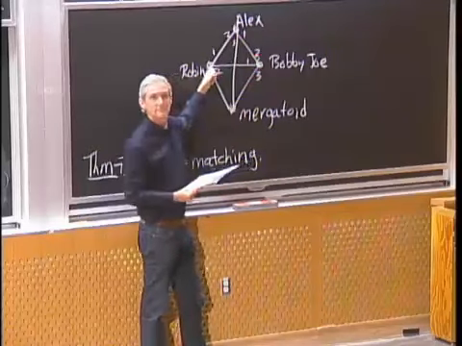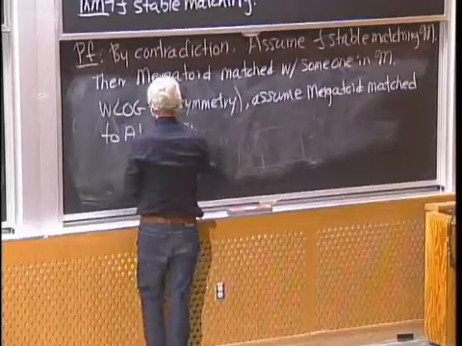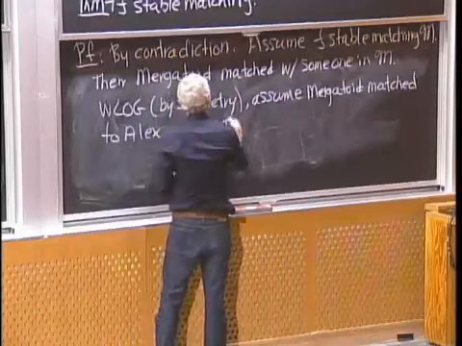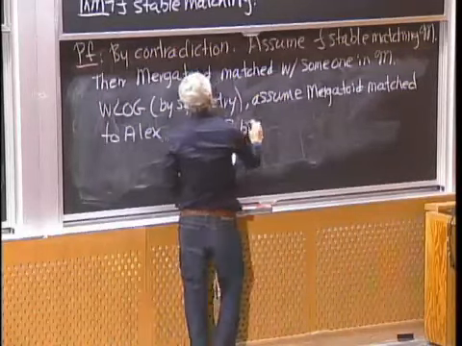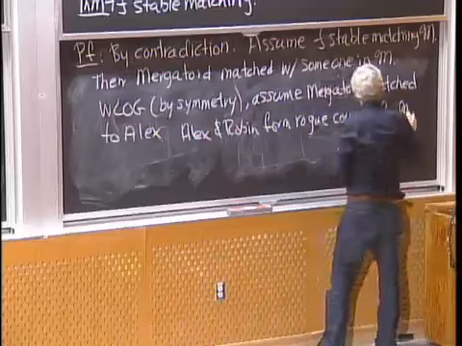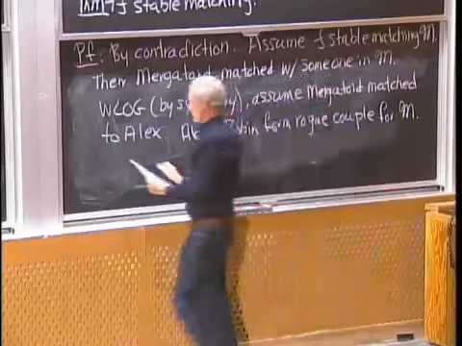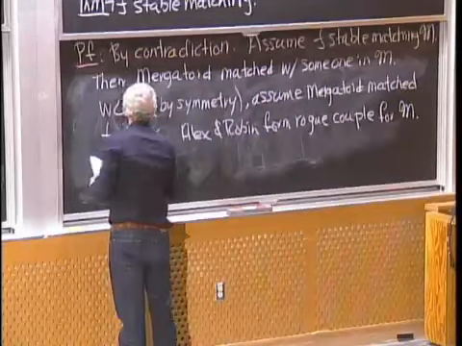All right, so Alex and Robin form a rogue couple, and that means that M was not stable. The matching was not stable. And that's a contradiction, because we assumed it was. So we have a contradiction, and the proof is done.